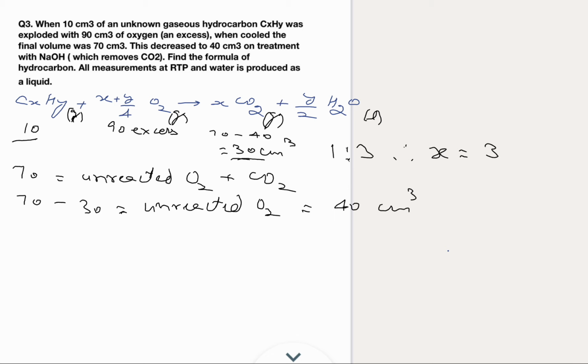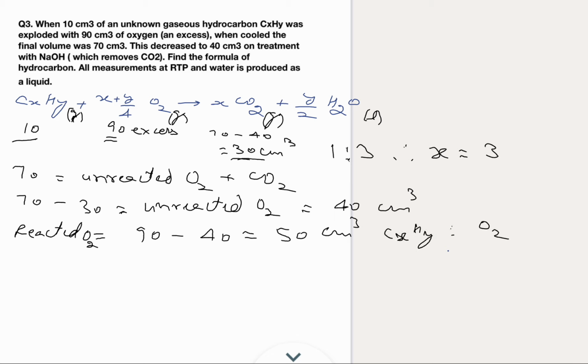So if 40 cm³ of oxygen remained unreacted, and to begin with we had 90 cm³, that means the amount of oxygen which reacted was 90 minus 40, or 50 cm³. Now if CxHy was 10 and the oxygen that reacted with this was 50, that means the ratio of CxHy to oxygen was 1 to 5.